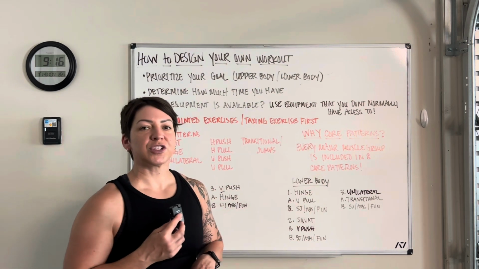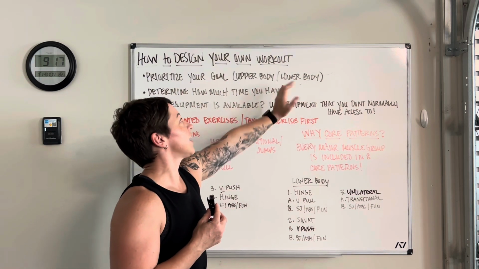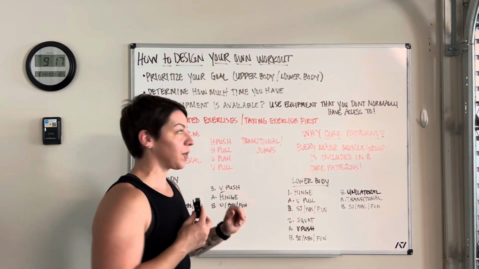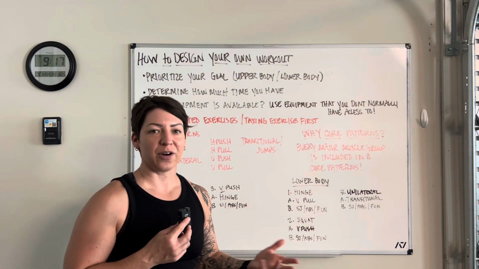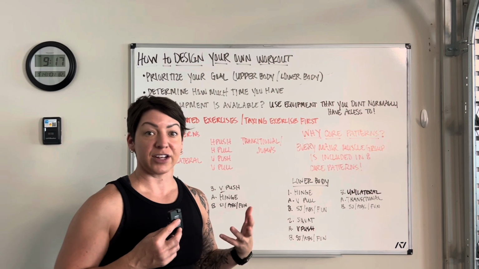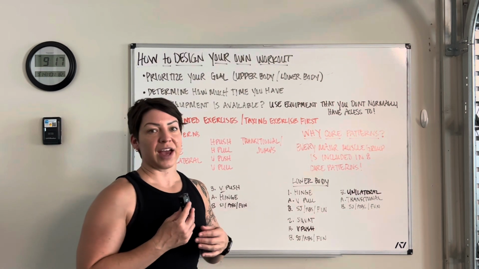The first thing we're going to do is prioritize our goals. Typically, this falls within 2 categories, upper body or lower body. Then we're going to determine how much time we have. So a 30-minute workout could look very different than a 2-hour workout. Then we're going to determine what equipment we have access to.